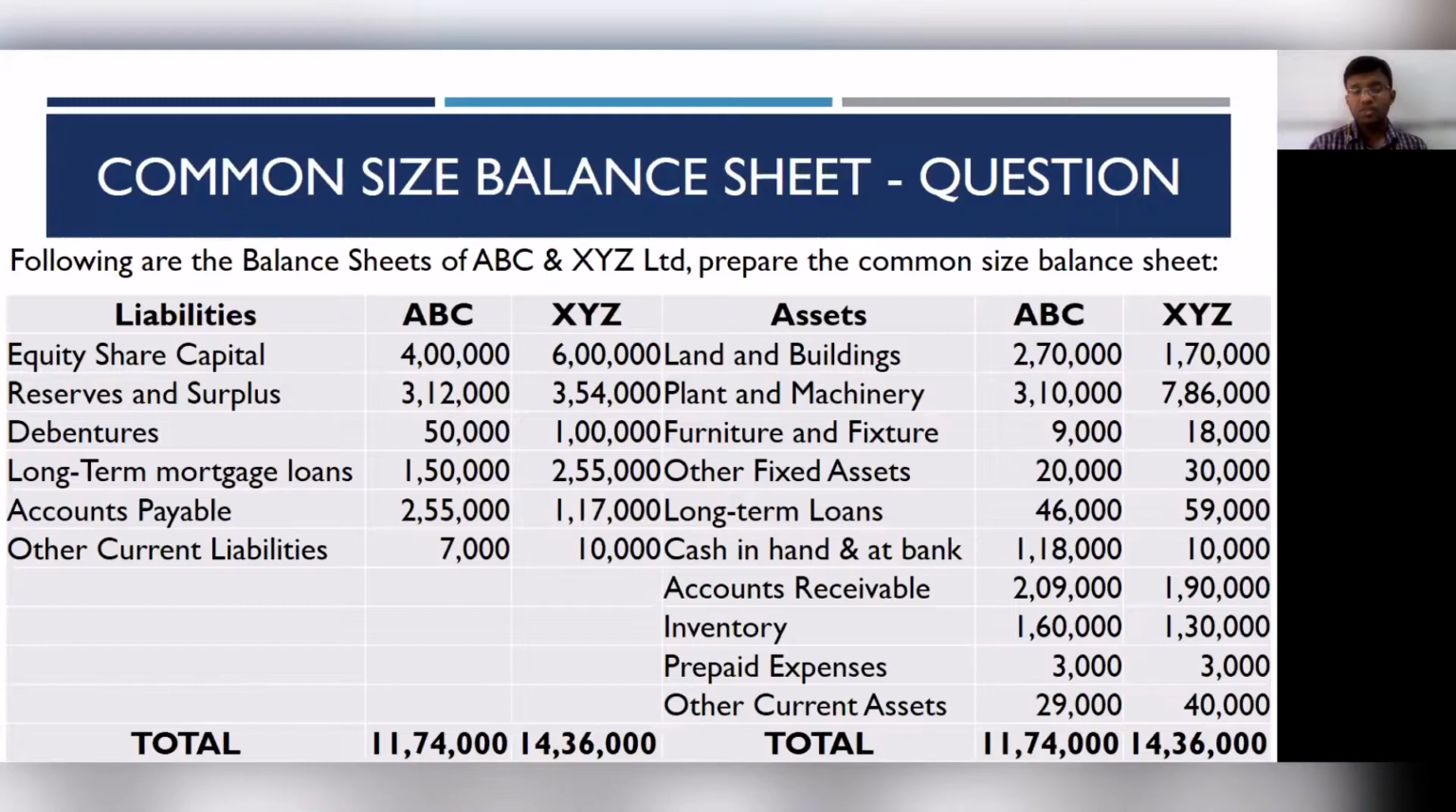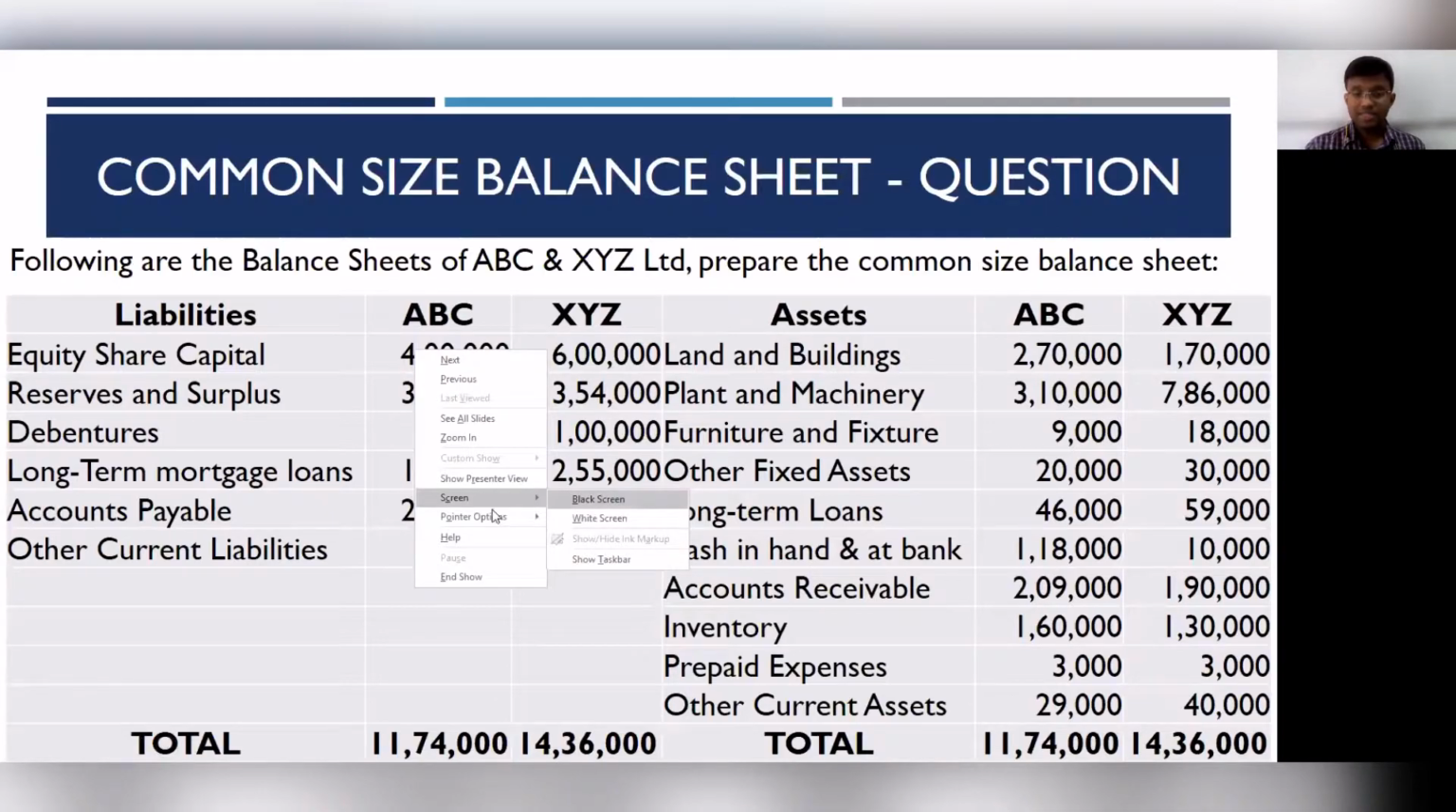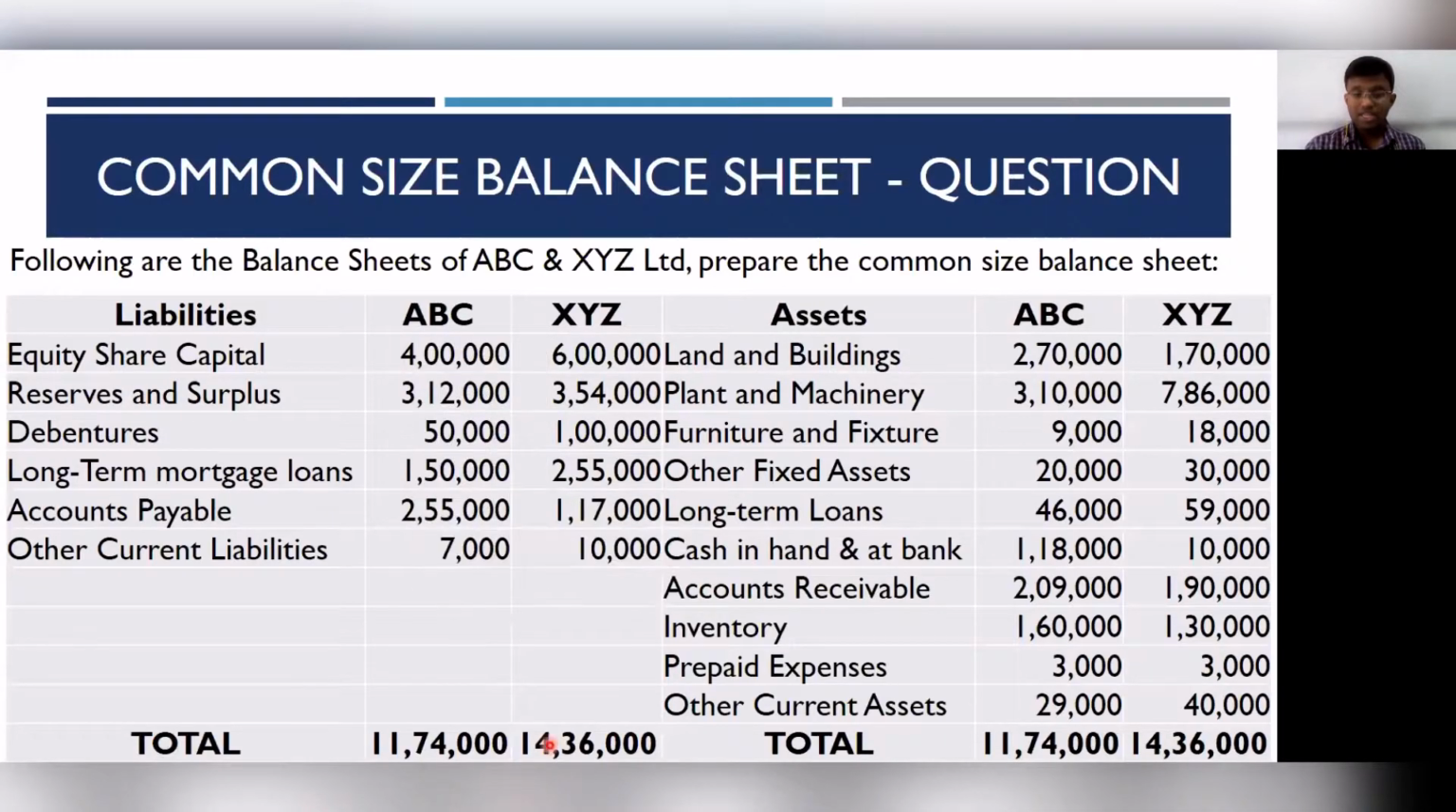So based on this, let's go about with the preparation of the common size balance sheet for the values which have been given. Now, if you notice, the company ABC, its total asset and liability value works out to be 11 lakh and 74,000. However, XYZ works out to be 14 lakh 36,000. So there is a difference in the scale. They both are not equivalent. So it becomes very difficult for us to compare these two companies.